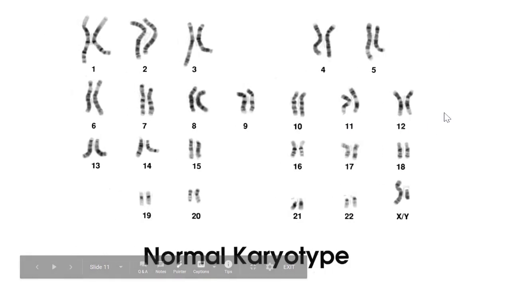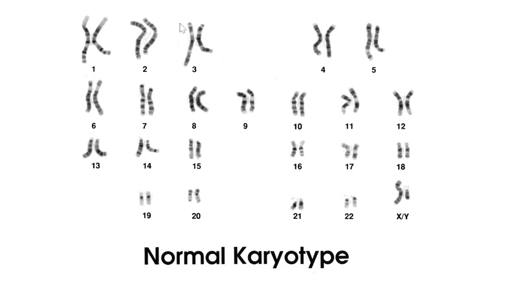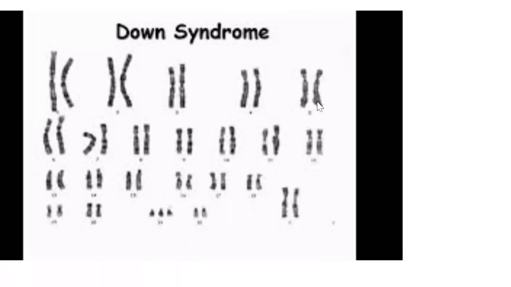So here we go. This is a normal karyotype. You see, I have 23 pairs of chromosomes. So in this pair, this would be from mom, this would be from dad, so on and so forth. Down here, it's an X and a Y. So this is a male karyotype.